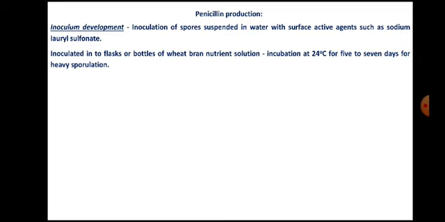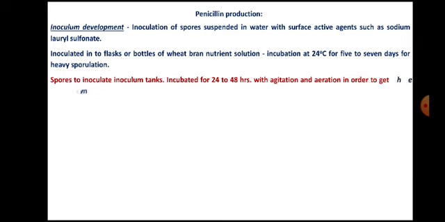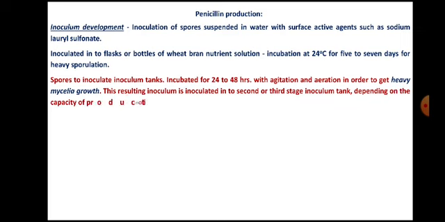The generally used nutrient solution is wheat bran. This wheat bran medium is inoculated and then incubated at 24 degrees Celsius for 5 to 7 days. This leads to heavy sporulation. The multiplication and propagation of Penicillium takes place through formation of asexual spores. This spore inoculum is now ready, and then the spores are used to inoculate inoculum tanks.